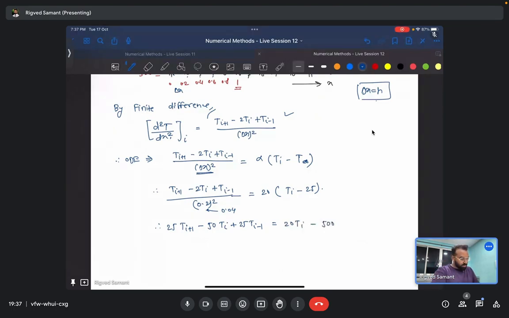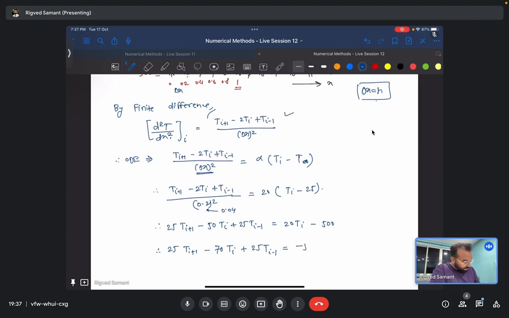Cool. So we can take this Ti into the left hand side. It would further simplify as 25 Ti plus 1 minus this 50 minus this 20, 70 Ti, plus 25 Ti minus 1 is equal to minus 500. What is this i plus 1 and i minus 1? I hope you understand.